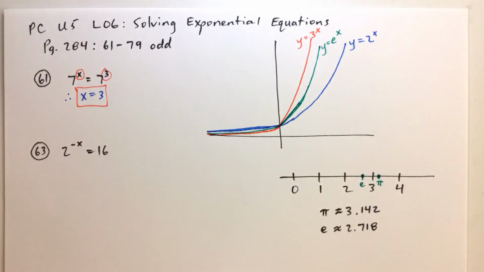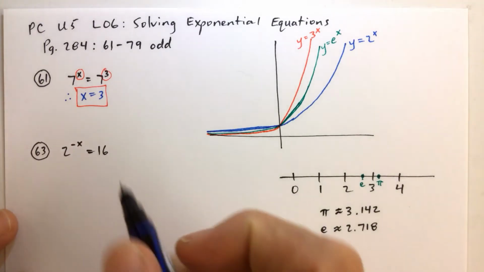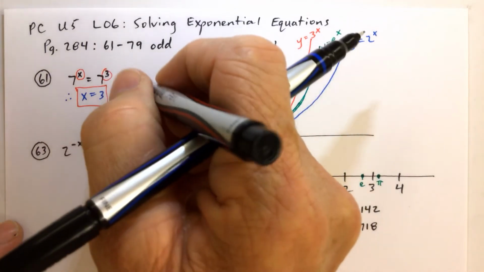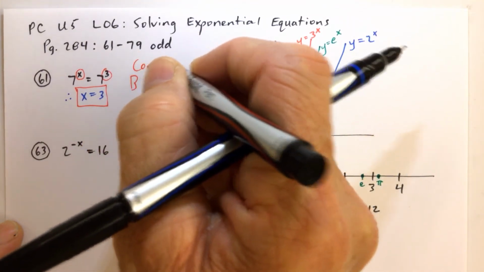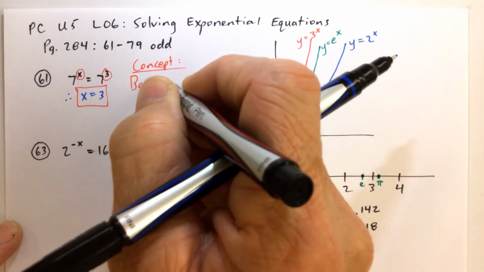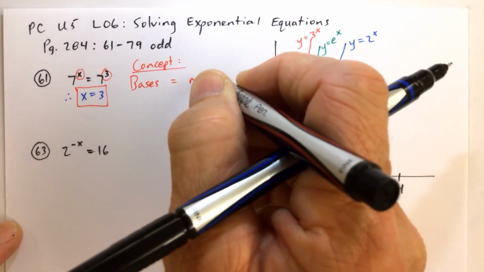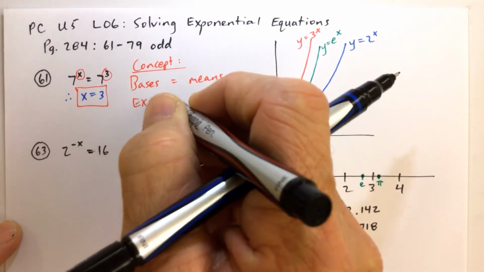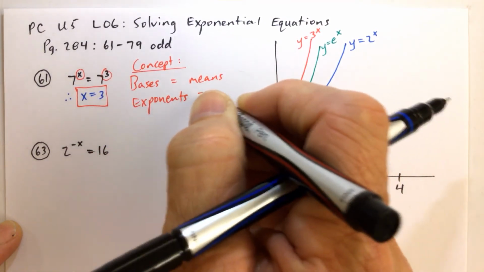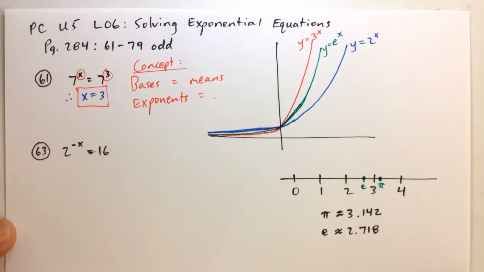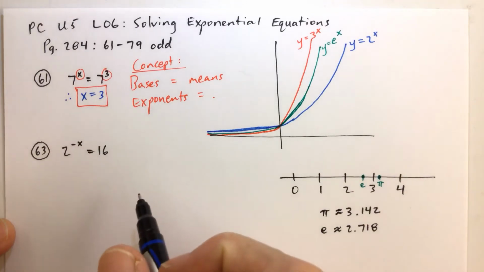So the concept for number 61, just understanding the concept, when the bases are the same, let's write this down. Let's write concept. If the bases are the same, bases equal means exponents must be equal. Okay, so let's take a look and see how that impacts us here in problem number 63.